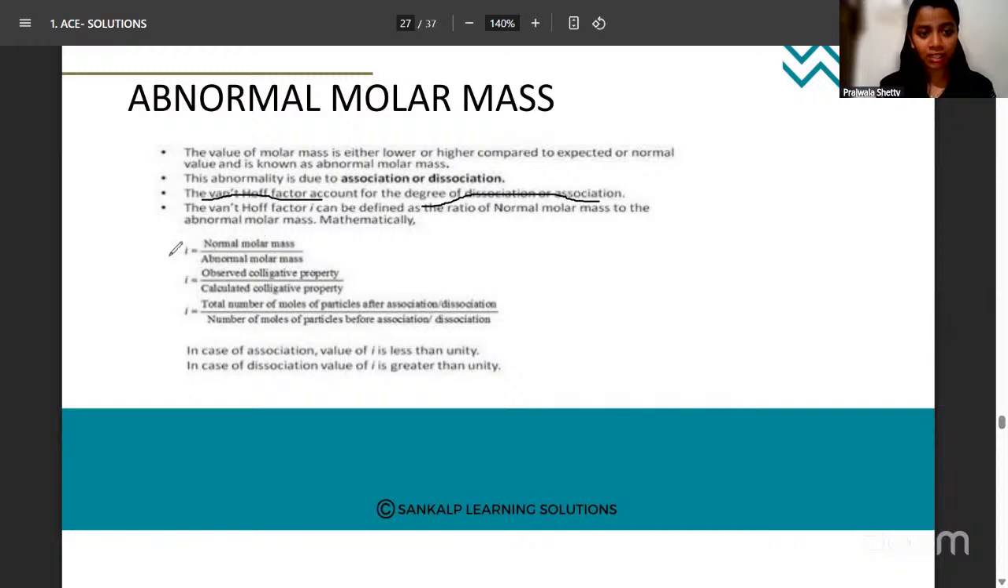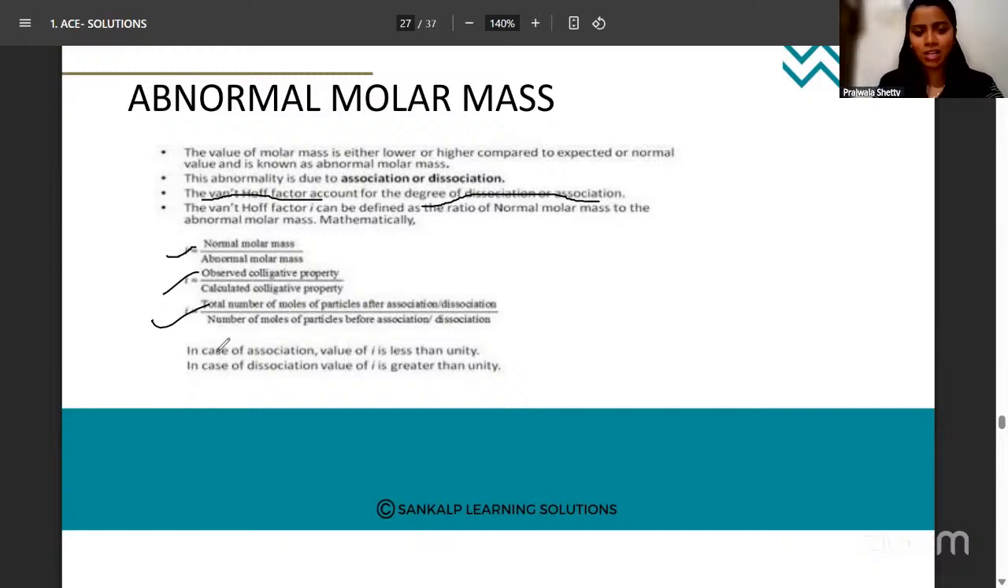And yeah, see, the first formula is normal molar mass by abnormal molar mass. Normal by abnormal, very easy. Then observed colligative property by calculated colligative property. Then you have total number of moles of particles after association or dissociation, by number of moles of particles before dissociation or association. Simple, there are 3 formulas. So please make sure that you study all the 3 formulae.